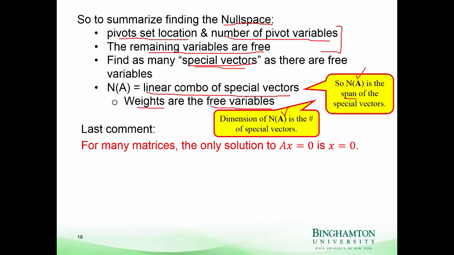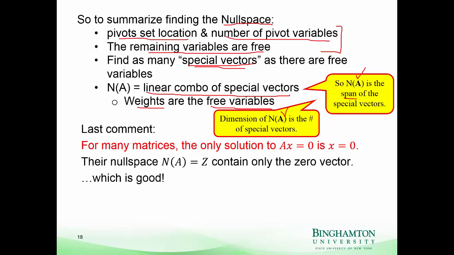So one last comment. We alluded to this earlier. For some matrices, the only solution to AX equal to 0 is the 0 vector, which means that for those, the null space contains only the 0 vector. And we said, aha, that's precisely the case where the solution is unique. So the solution to a general AX equal to B, where B is in the column space of A.